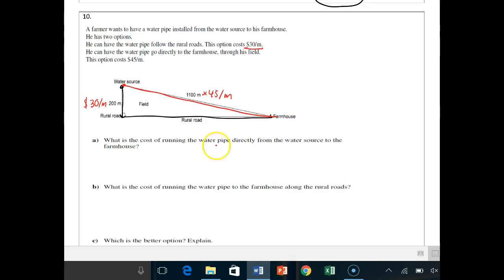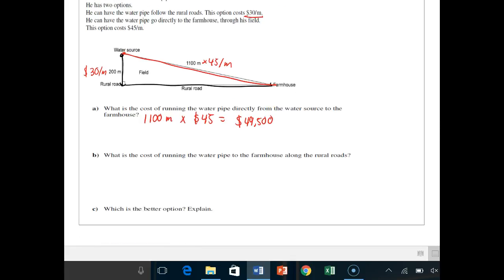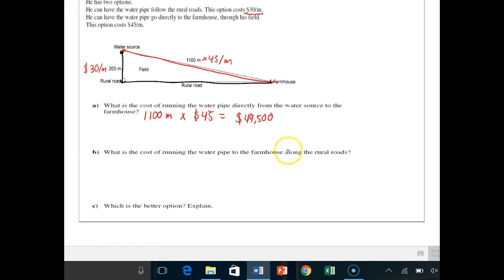So what's the cost of running the pipe directly from the water source? That's 1,100 meters times $45, and that will give you a cost of $49,500. Pretty expensive, right? But what's the cost of running the pipe along the farmhouse on the rural roads? So we have 200 here times $30, right? But we need to find this distance here, the rural roads.